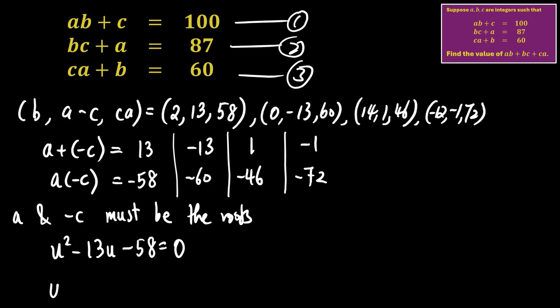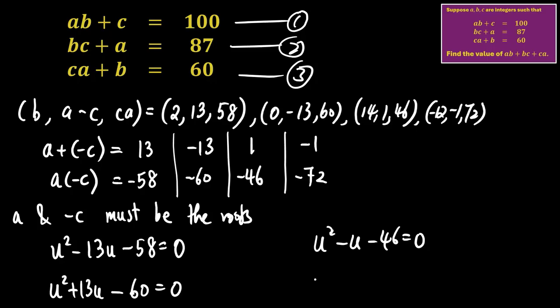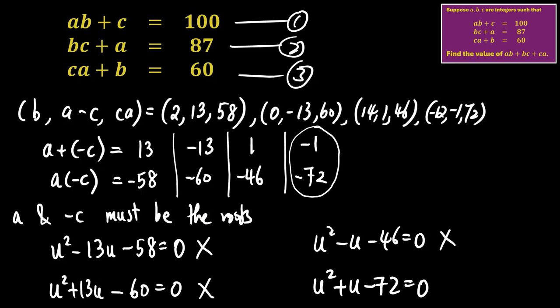And for the second one, u squared plus 13u minus 60 equals 0. And the third one, u squared minus u minus 46 equals 0. And the last one, u squared plus u minus 72 equals 0. When we check each of these, we reject the first three because there are no integer roots. So it must come from the sum equals negative 1 and product equals negative 72.